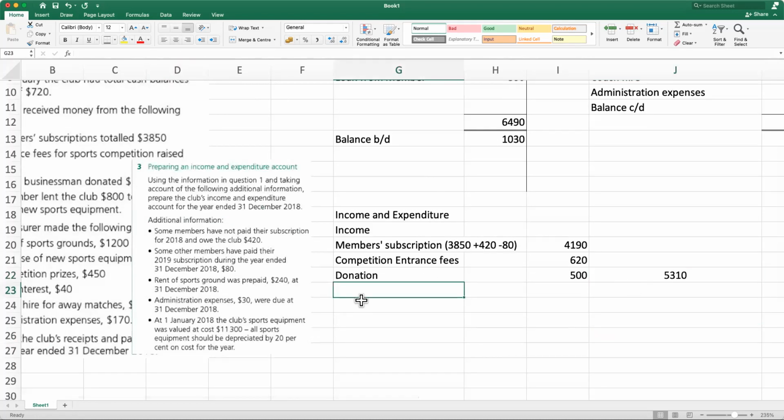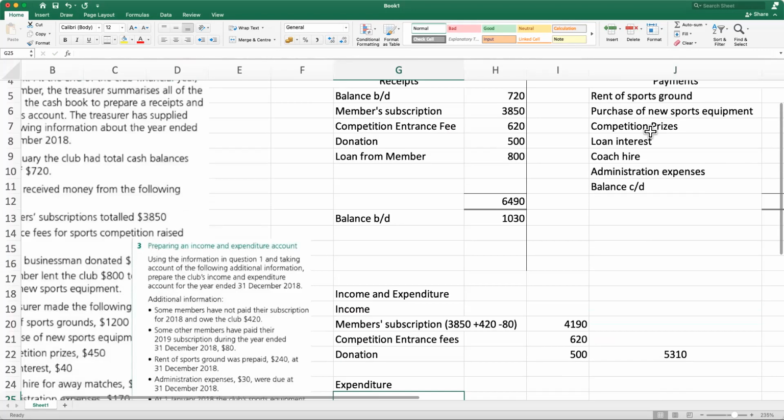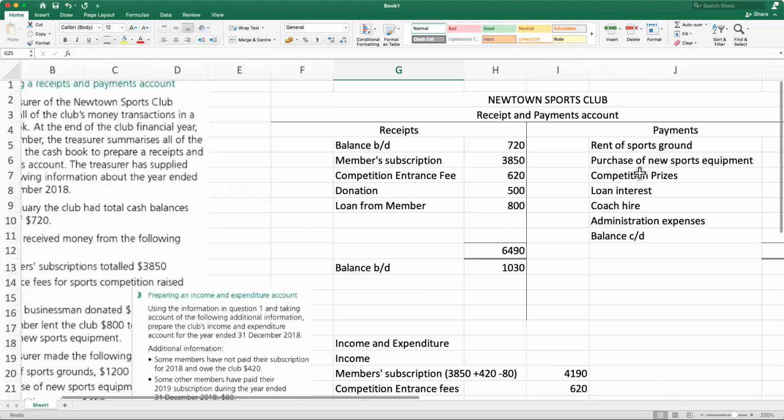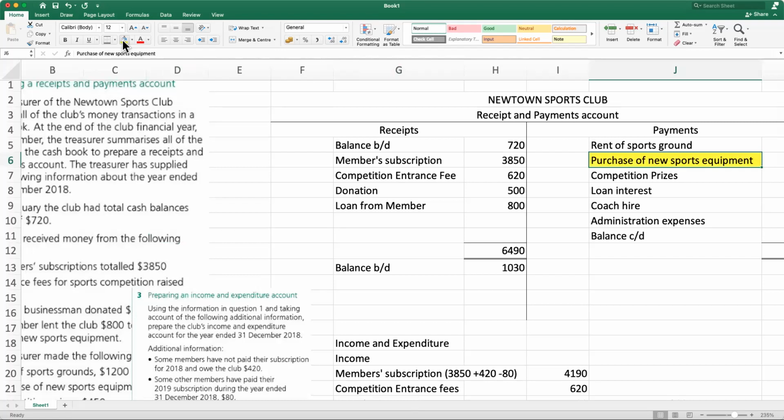Now, once you're done with that, you need to calculate your expenditure. For expenditure, we also need to go through all these amounts here, but there are some that are not related. For example, the purchase of new sports equipment. This is not an expense and not a revenue, because these are your assets and liabilities. This is your liability, this is an asset. Rent, yes, expense.